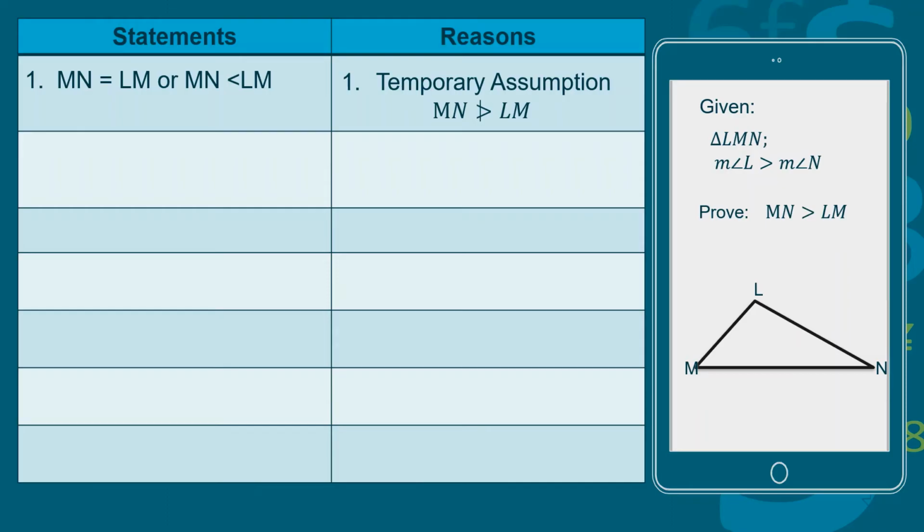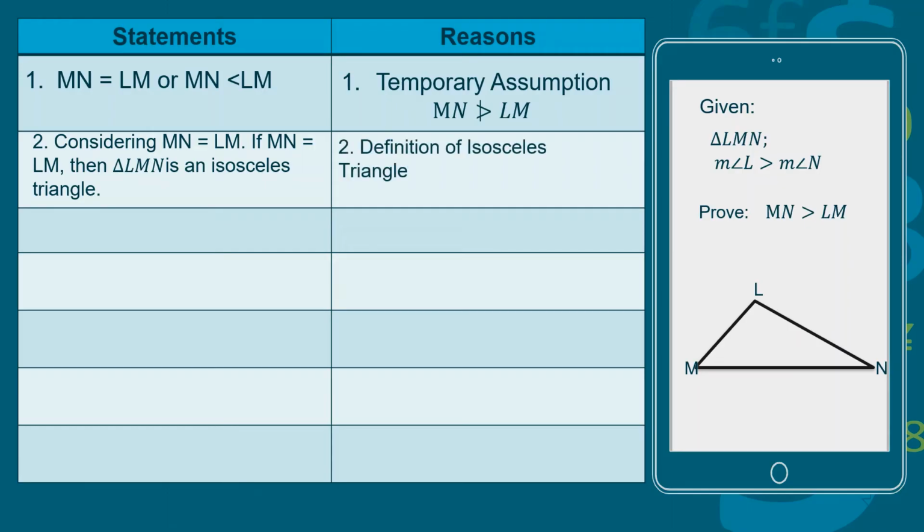First, we are going to consider MN and LM. What can you say about MN and LM? Considering that they are equal, we can say that these are congruent. If these are congruent, then we can say that triangle LMN is an isosceles triangle. So we have now our reason, definition of isosceles triangle. Consequently, what can you say about angle L and angle N?